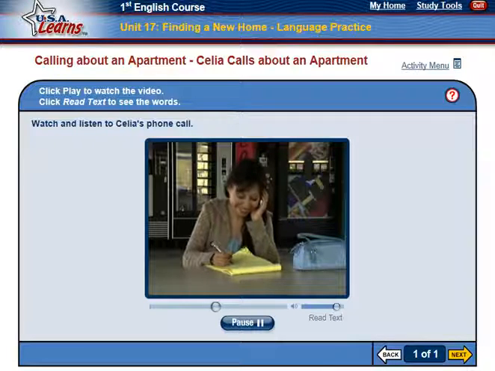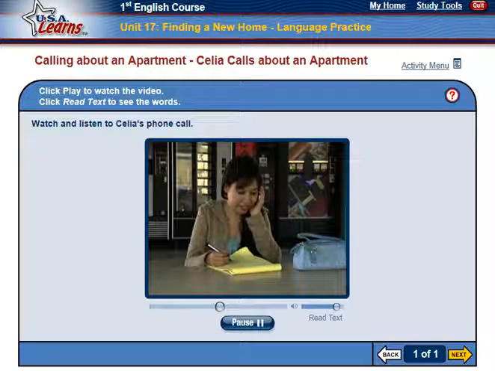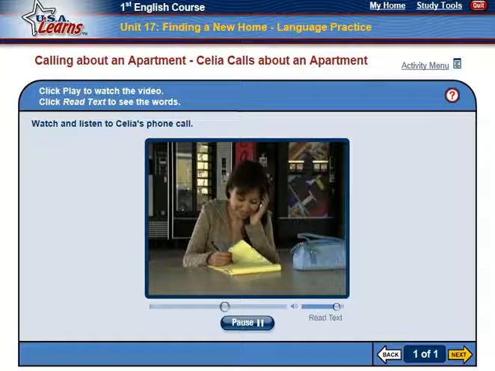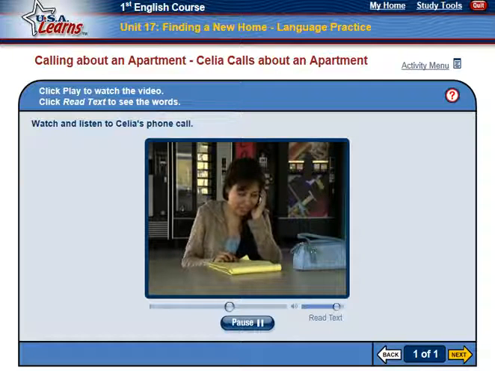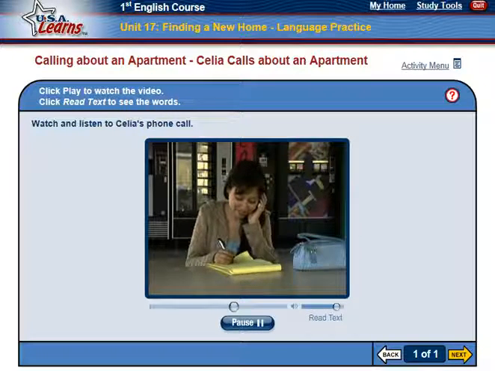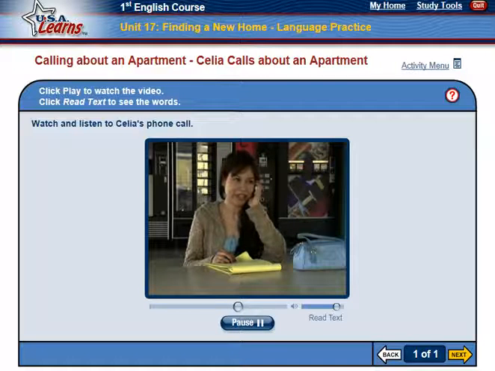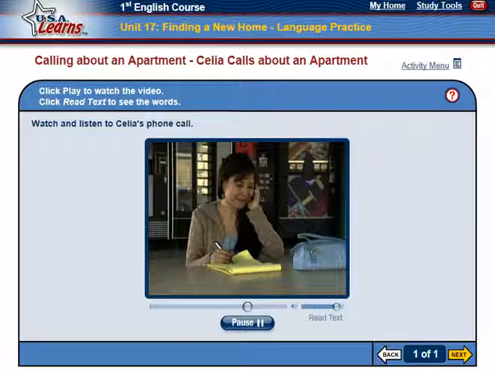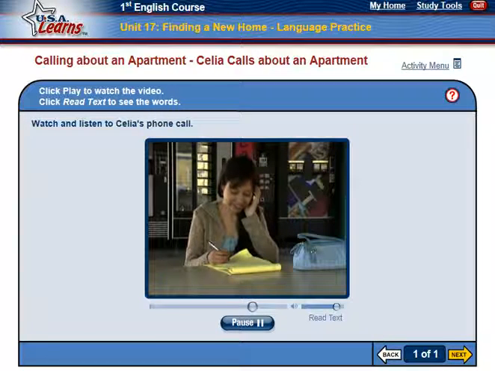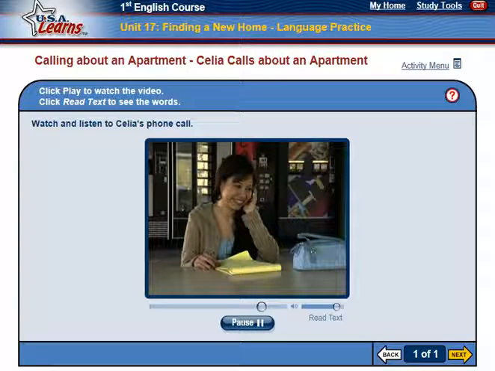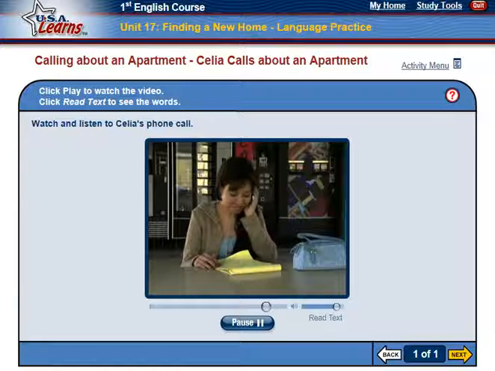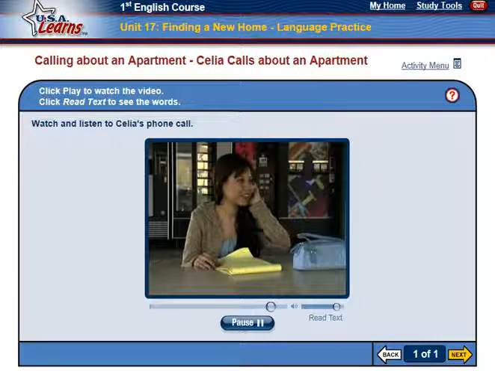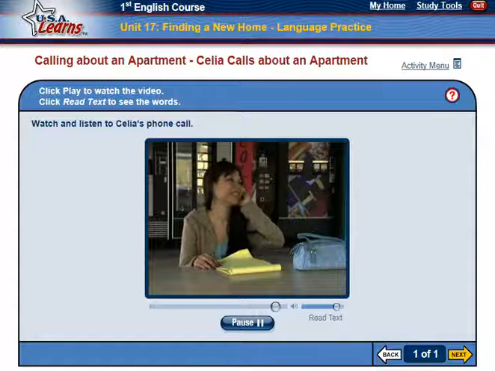Does it have a balcony? Yes, it does. Is there air conditioning? Yes, there is. How much is the rent? It's $900 a month. When can I see the apartment? Actually, you can come and see it right now if you want to. Oh, yes. Thank you. Do you know where it is? Yes, it's near the elementary school. That's right. See you soon. Bye. Bye.